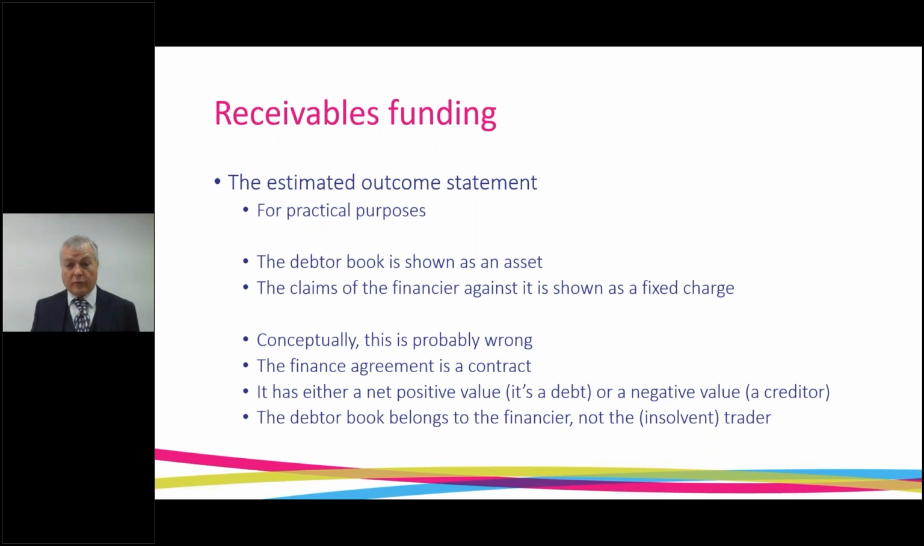However, conceptually, it's probably wrong because the finance agreement is actually a contract. So it will either have a positive value or a negative value, and I suppose it should really be shown either as a single debtor if it has a positive value, or a creditor if it has a negative net value. The debtor book, of course, belongs to the financier, not to the insolvent trader. So the debtor book itself is actually not an asset of the company.